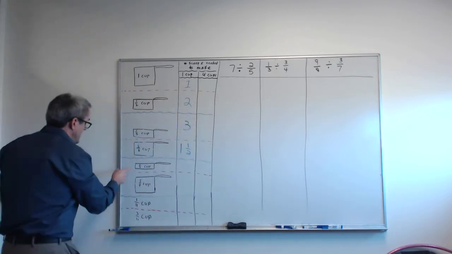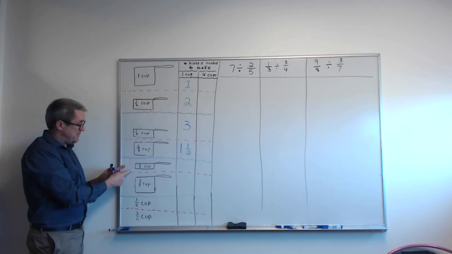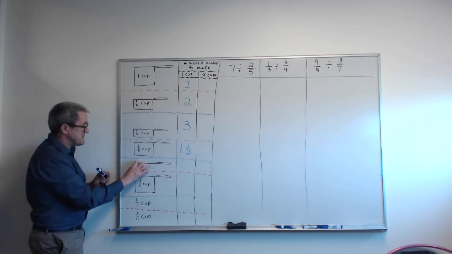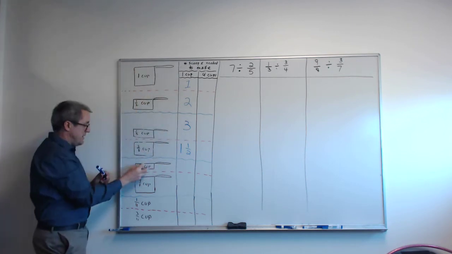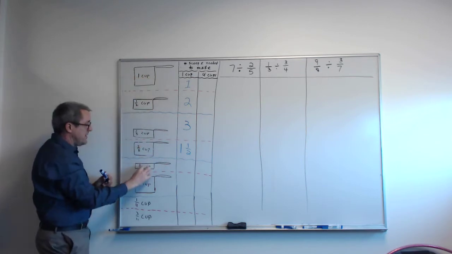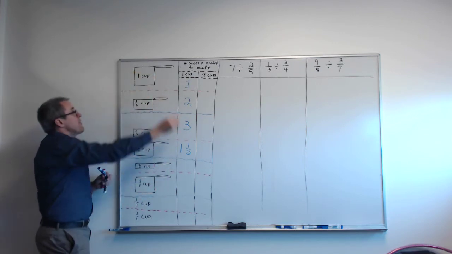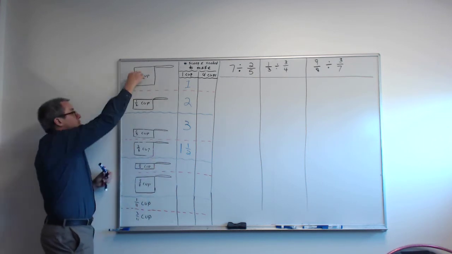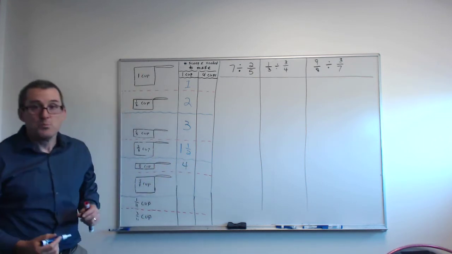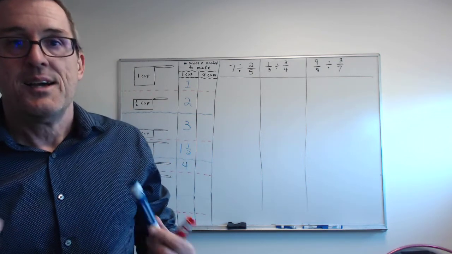Here's one more. Suppose all you can find is the 1/4 of a cup. How many 1/4 of a cups is it going to take you to fill up this cup? You would need 1/4 of the way, 2 half the way, 3 3/4 of the way, 4. You would need 4 scoops of the 1/4 cup to fill up the cup.